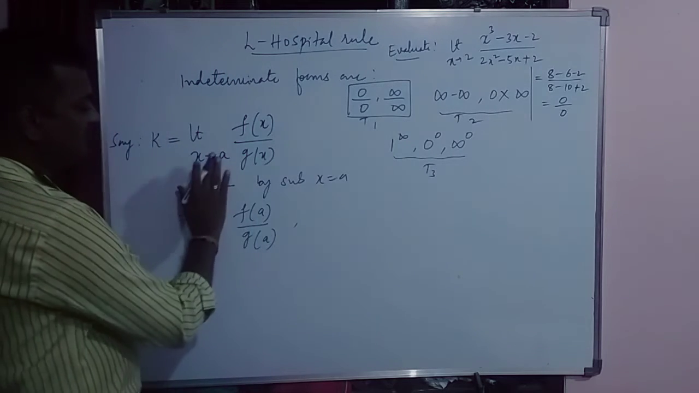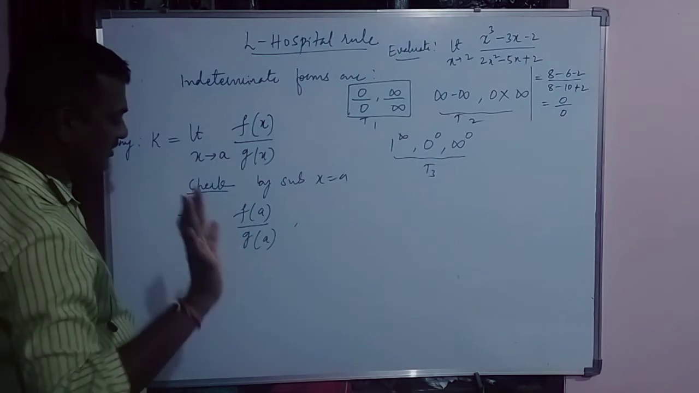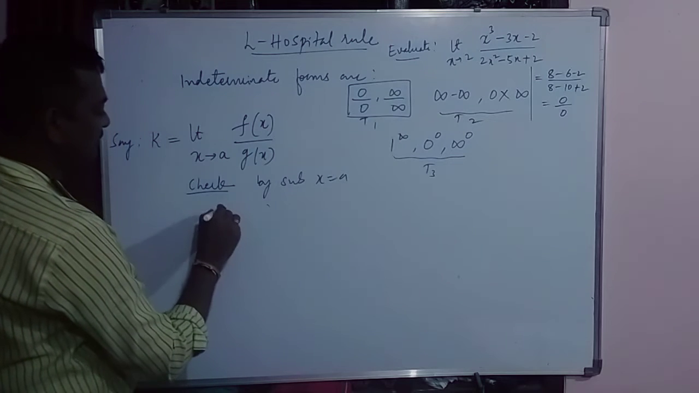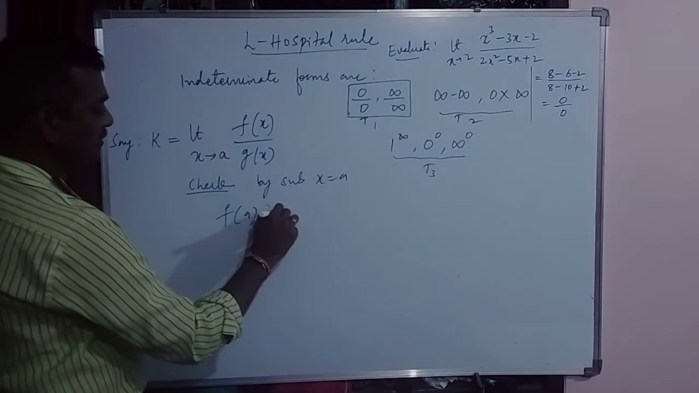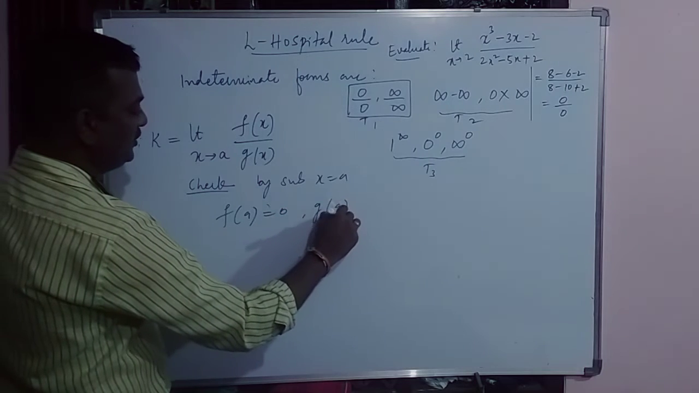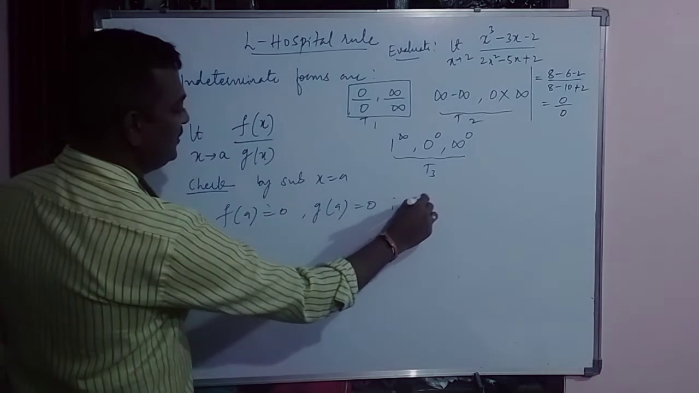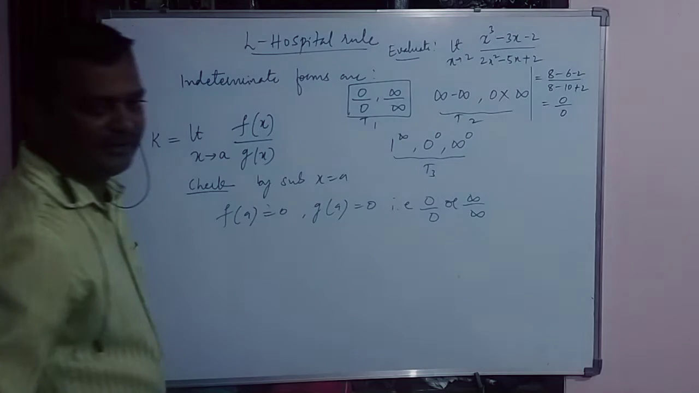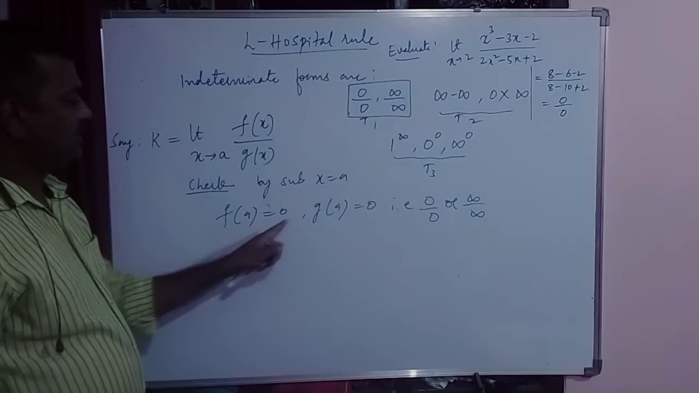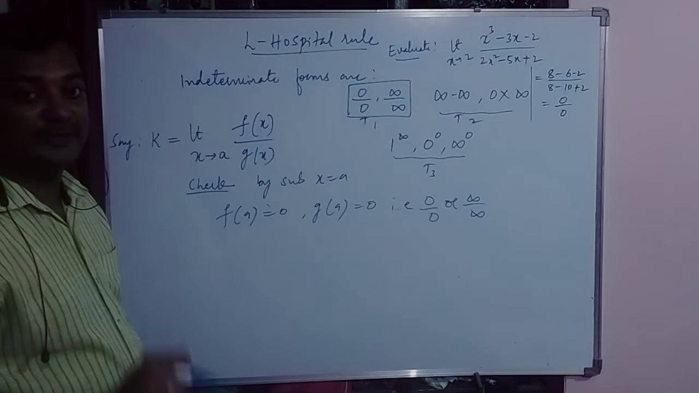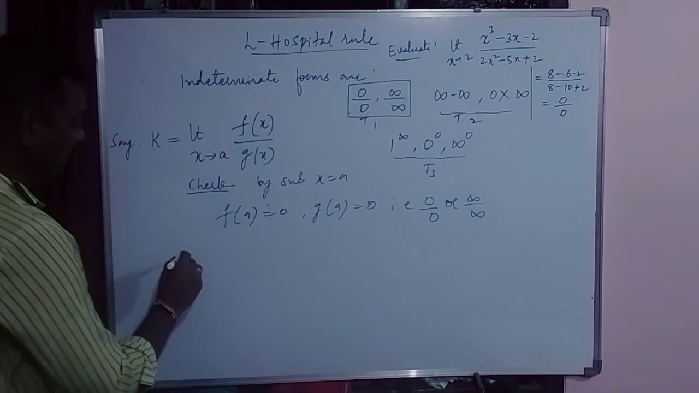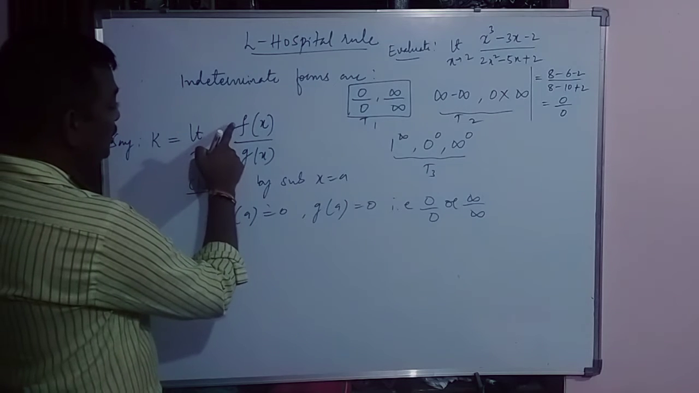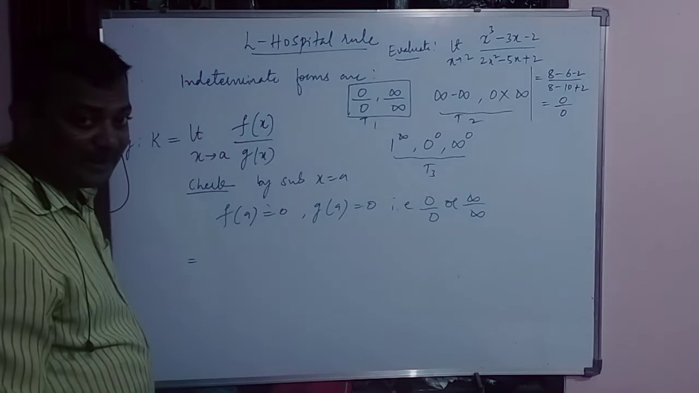I told you already that first we are going to check whether it will take an indeterminate form or not. So by substitution of x equal to a, f of a is equal to 0 and g of a is also equal to 0. That is 0 by 0 form, or it may take infinity by infinity. If it takes 0 by 0 form, we are going to apply L'Hospital rule. So what is L'Hospital rule? L'Hospital rule is you need to differentiate both numerator and denominator separately.